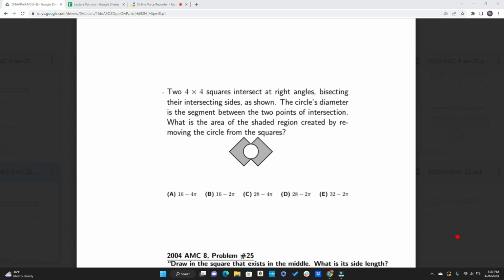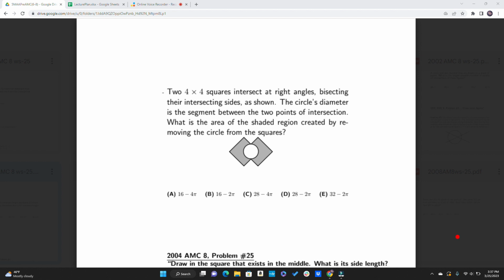All right. We have two 4x4 squares that intersect at right angles and bisecting their intersecting sides as shown. Okay, the circle's diameter is the segment between the two points of intersection. What is the area of the shaded region created by removing the circle from the squares?